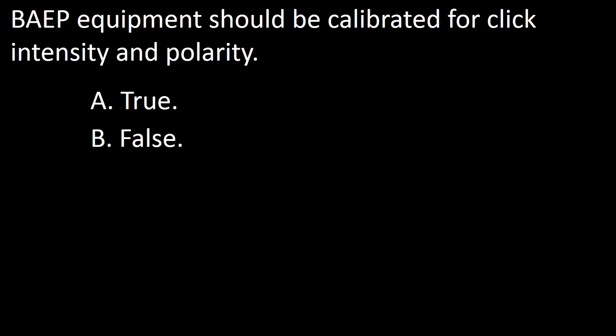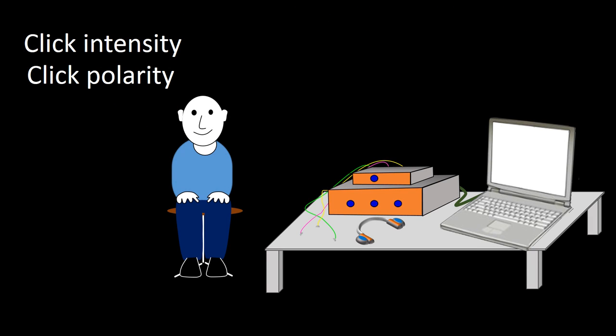The first question is: brain auditory evoked potential equipment should be calibrated for click intensity and polarity. A, true, B, false. Only well-calibrated brain auditory evoked responses instruments should be used for testing. Intensity and polarity should be calibrated in all brain auditory evoked response machines.